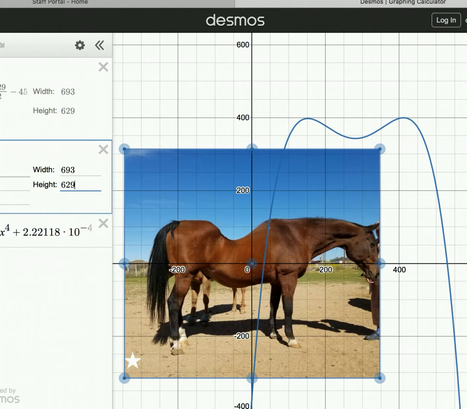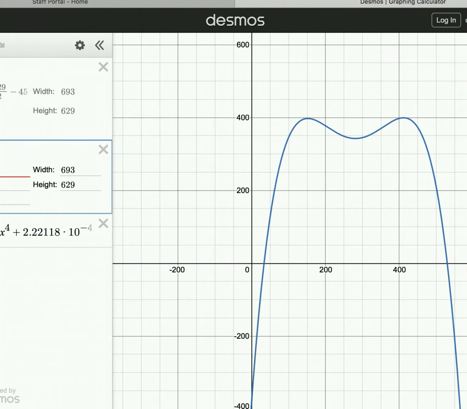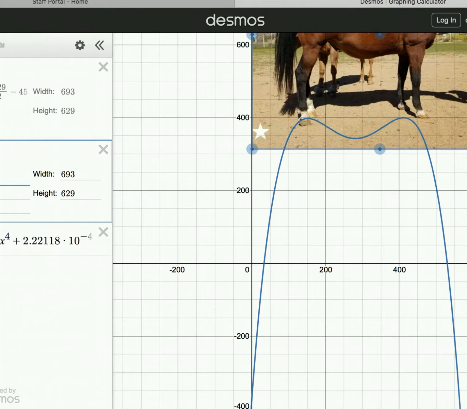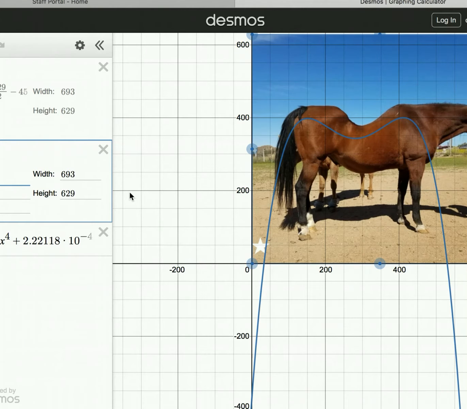So what I did was I said, okay, I don't want the center to be on the center of the image at 0, 0. I want the center of the image to be at halfway down the width, so 693 divided by 2, and halfway down the height, so 629 divided by 2. I thought that's pretty good, but you can see my curve kind of is a little bit back and to the left. It's a good reference to an old movie there for you.